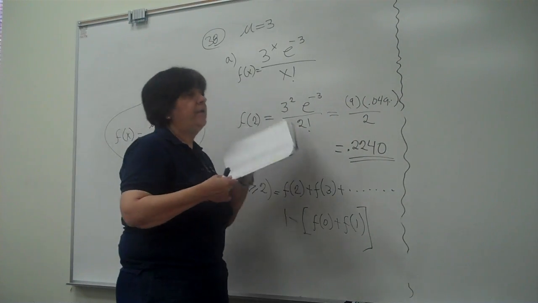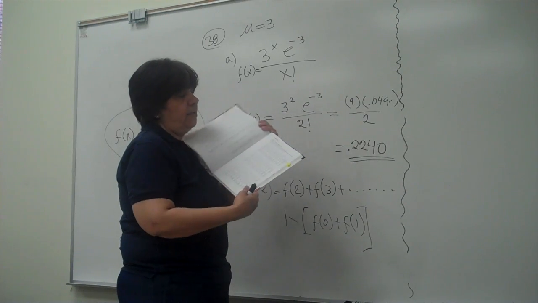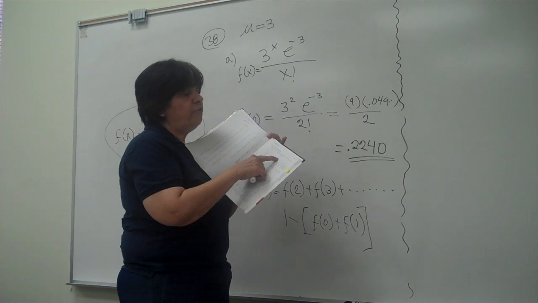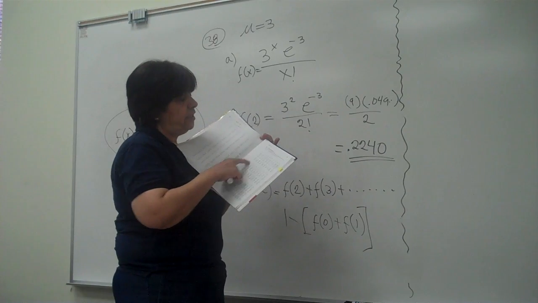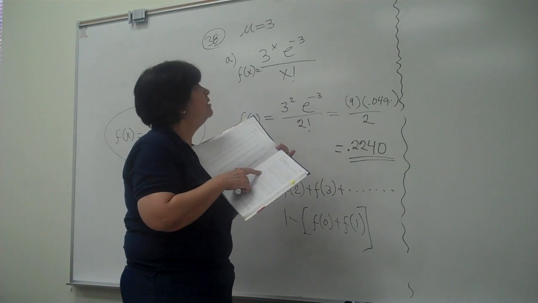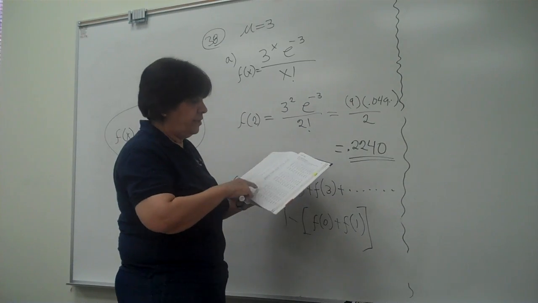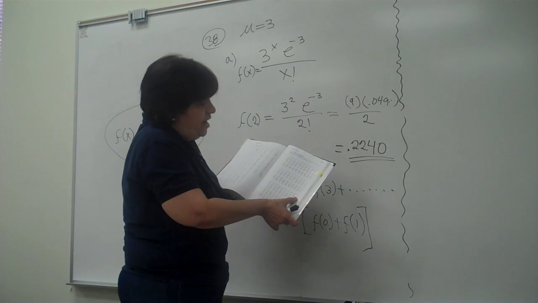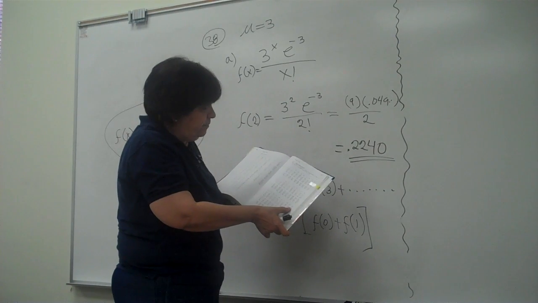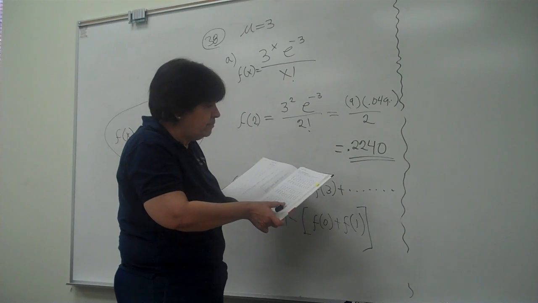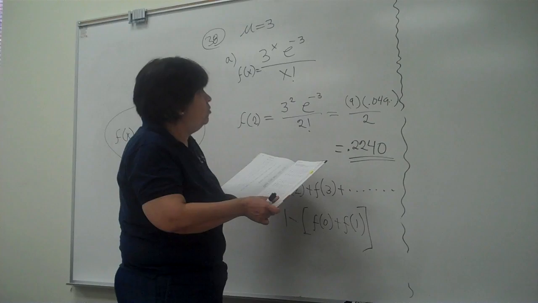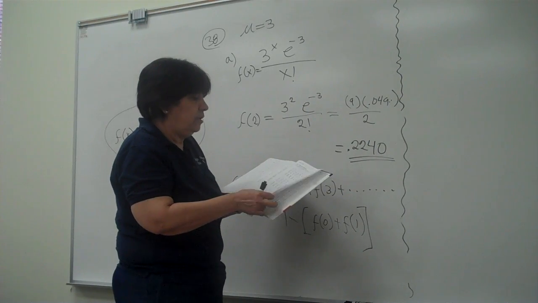Now, another good news about this is that we do have tables as well. And that table is on page 999. On the top you find the mu, and over here you find the x. So let's find mu equal to 3. That is on page 999. It's in here. And mu is equal to 3.